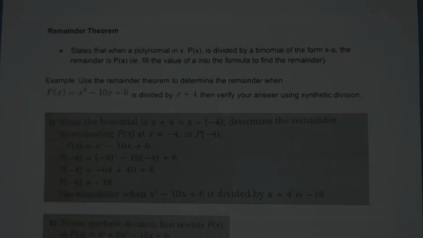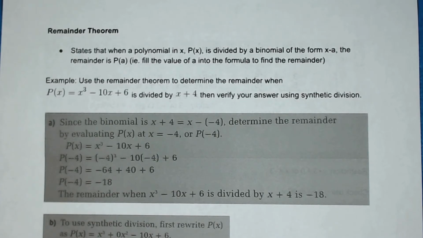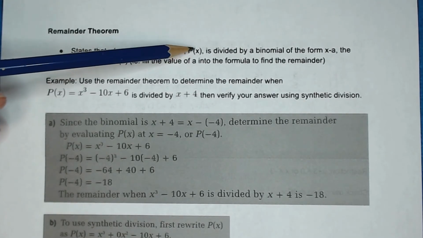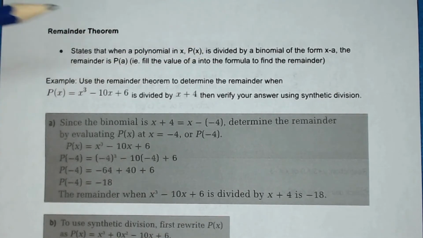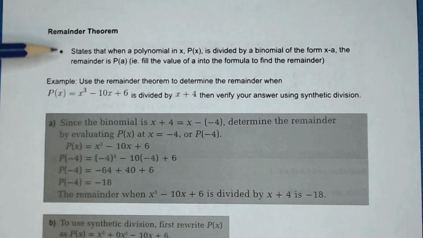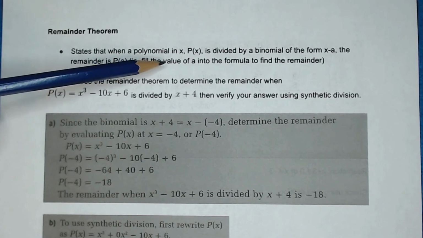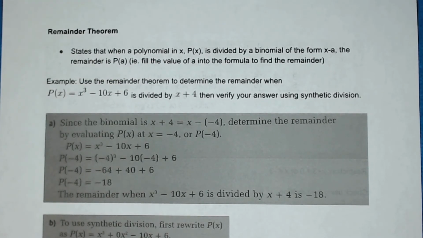A second shortcut way that you can use, I think the synthetic division is the quickest and easiest way to do this type of problem, but you can also use the remainder theorem. So you can kind of just find the one that works for you and use it, but you do need to know how to do all three. So the remainder theorem states when a polynomial in x, p of x, is divided by a binomial in the form of x minus a, the remainder is p of a, i.e., fill the value of a into the formula to find the remainder. So if the question is just asking you for the remainder, do it this way so that you save a lot of time.